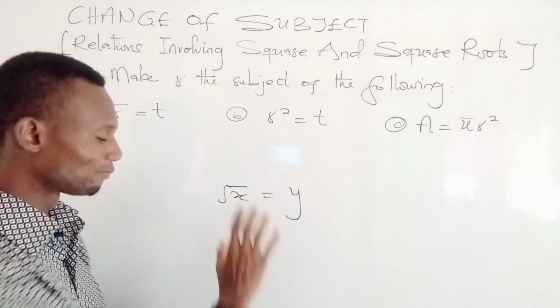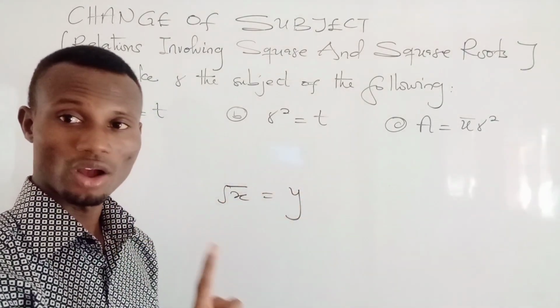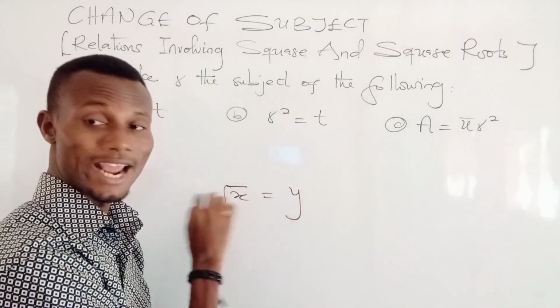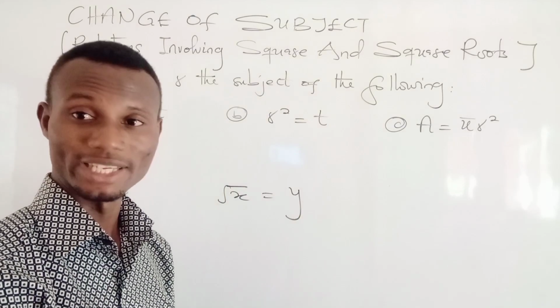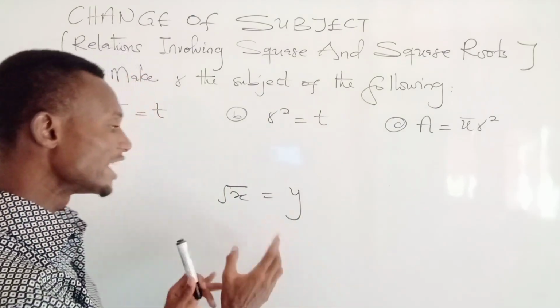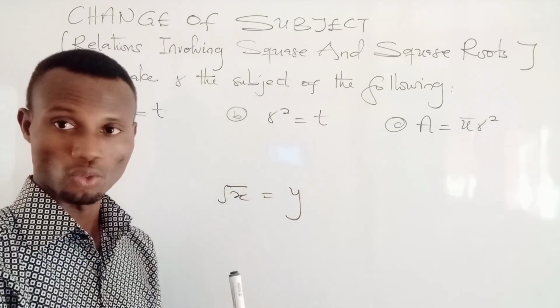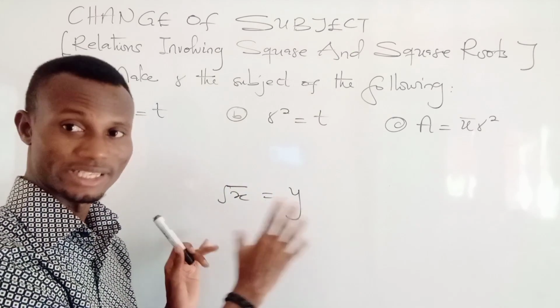I'm saying that we need to make s the subject from this equation. Because it contains a square root sign, the first thing to do is to try to eliminate the square root sign from the equation. And for you to achieve that, you need to square both sides of the equation. That is the only way you can eliminate the square root sign from this given equation.